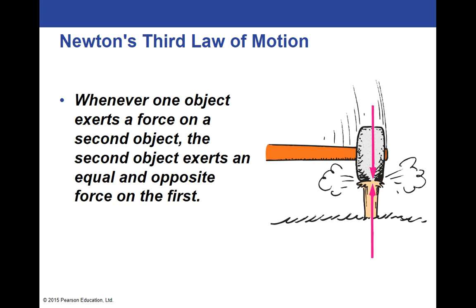Newton's third law of motion states that whenever one object exerts a force on a second object, the second object also exerts an equal and opposite force on the first. This force occurs whether the second object means to exert a force or not. It occurs immediately, it occurs every time, and it's never been shown that a force occurs without a reaction. Some folks call this the law of action-reaction.